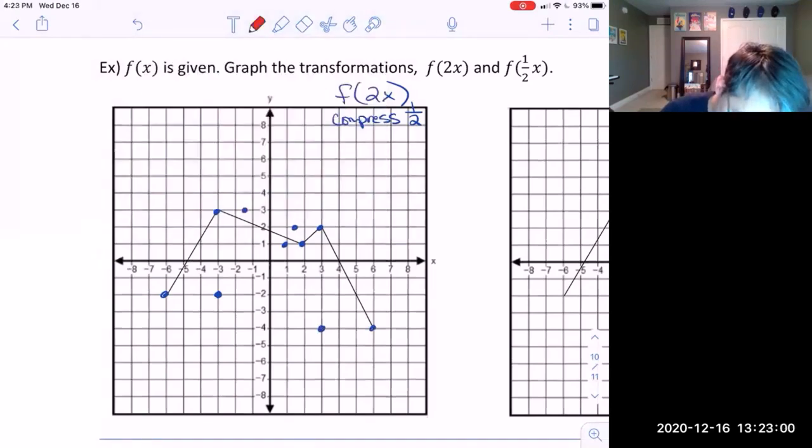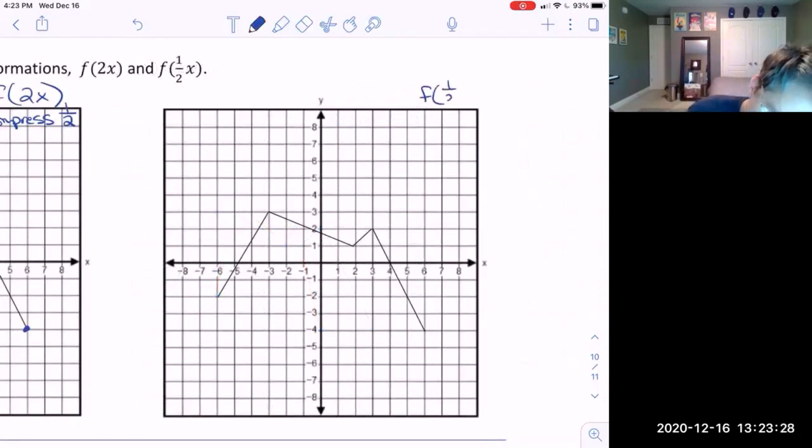So if we connect those points, we have the same original graph where all the y values are the same. Notice it doesn't change the domain, the range, but it's now compressed. Let's do the same with f of 1/2 of x, which means it will stretch by a factor of 2. Again, just the x values, not the y's.